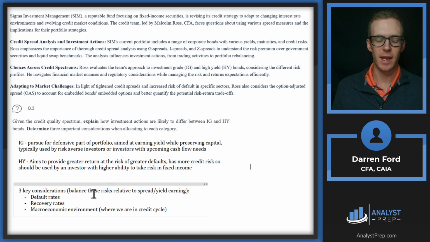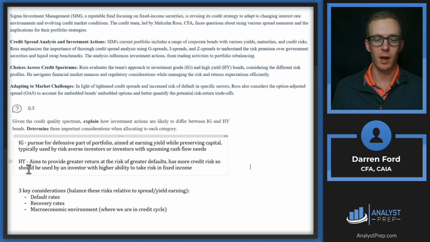So taking into account the relative default rate for the yield that you're going to be able to earn in high yield is something that needs to be considered. And then the big one here is the macroeconomic environment and just where we are in the credit cycle. If we're earlier in the cycle and coming out of a recession, then spreads are probably a little high and you're going to earn more yield, and those spreads will potentially tighten and provide some price appreciation on high yield. But if we're later in the cycle, then you might want to be more defensively positioned in investment grade. So yeah, that's the explain and determine portions there.